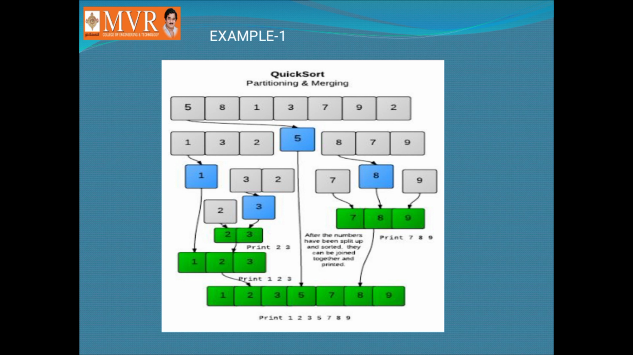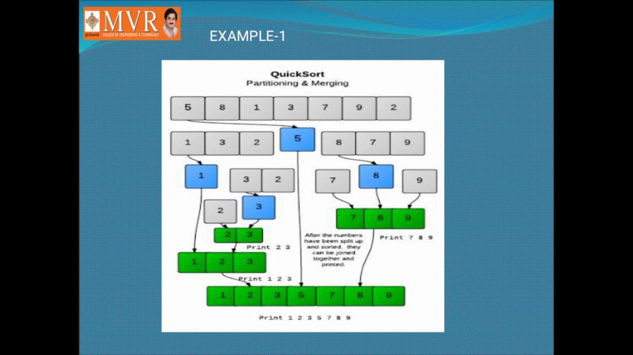Here is a situation where 5 is placed in a position where the elements before 5, that is 1, 3, 2, are smaller than the pivot element, but they are not sorted. After that, the elements after the pivot element, that is 8, 7 and 9, are greater than the pivot element but not sorted. Again perform the partitioning process on the left sublist.